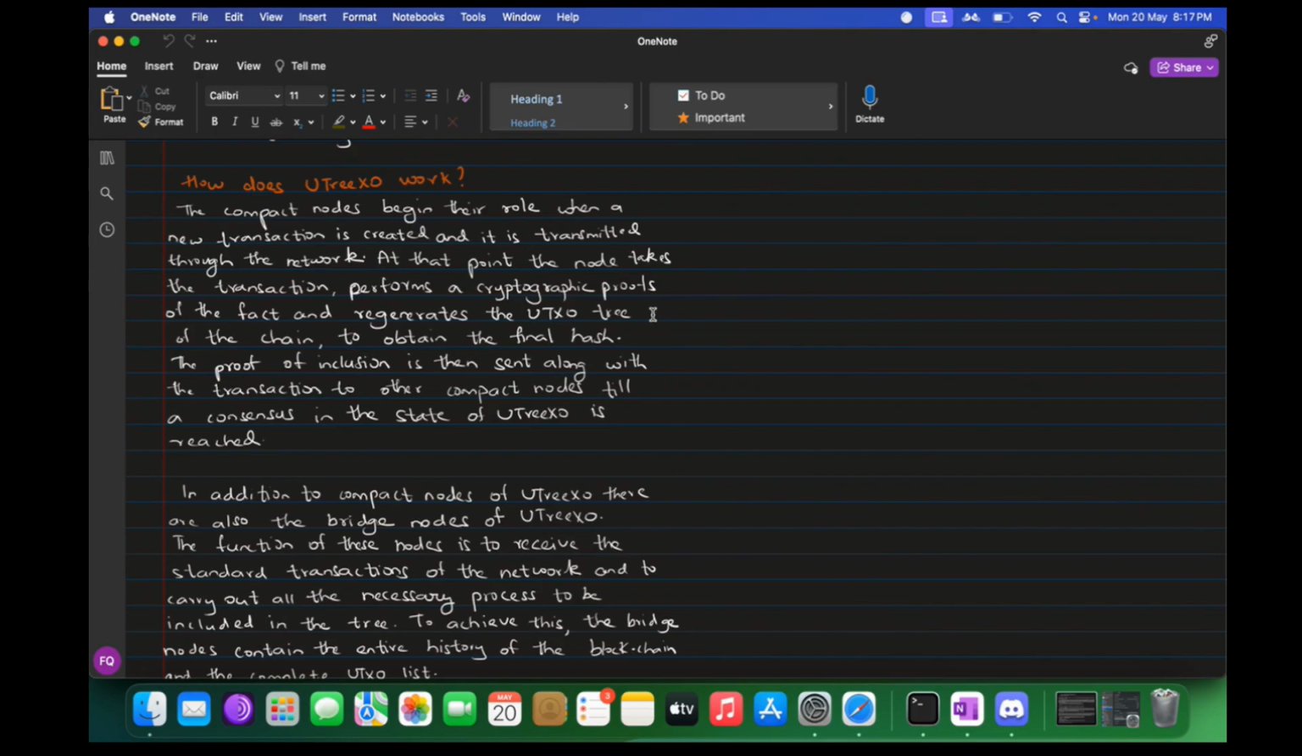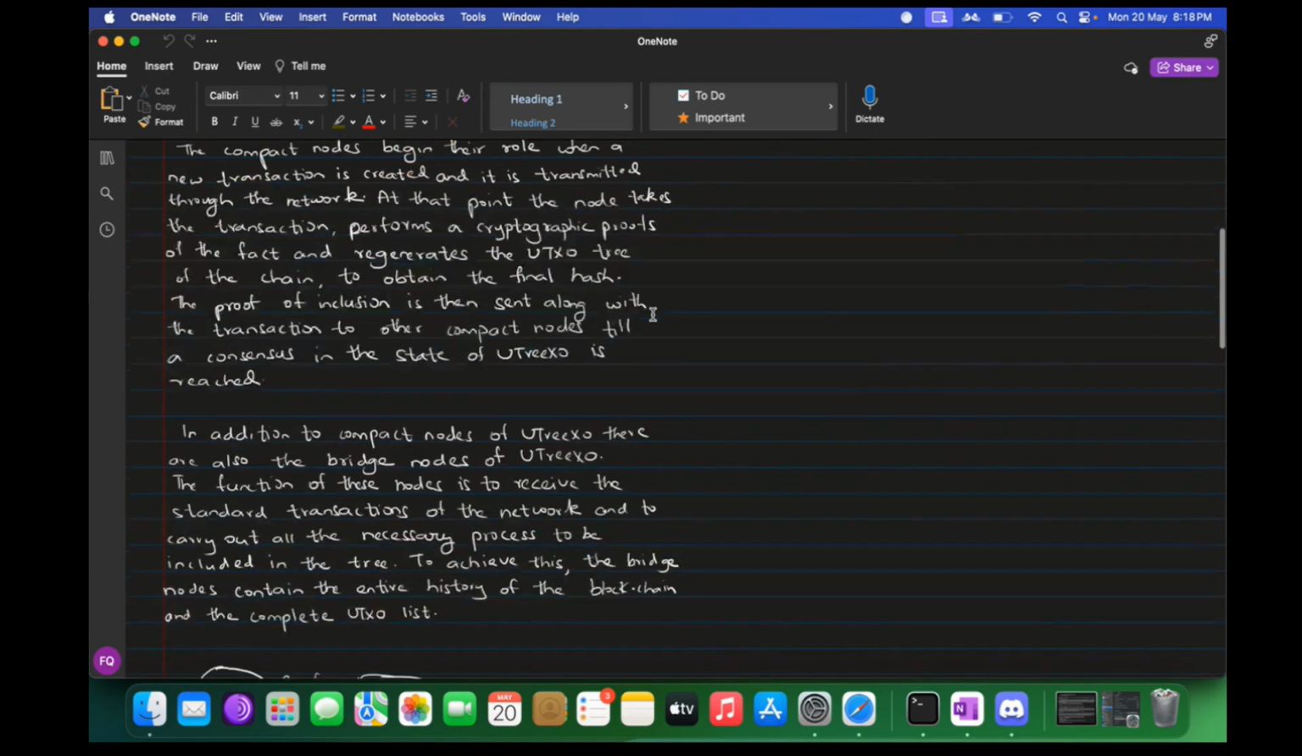So I have a Merkle root with me. I see a new transaction. Now I need to add that transaction, or the UTXO in that transaction, to my UTXO tree, right? And after I add a new leaf to a UTXO tree, it's obvious that the Merkle root will change. So the moment the compact node sees a new transaction, it hashes that transaction, puts it in the Merkle tree that it already has, and updates the Merkle root of the UTXO set. That is what a compact node does.